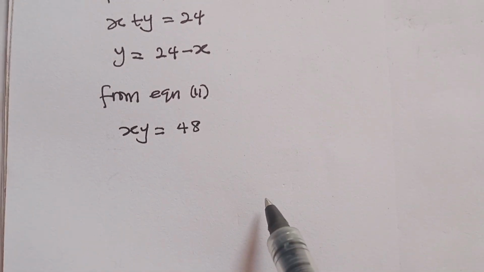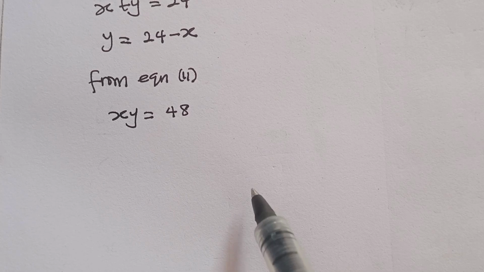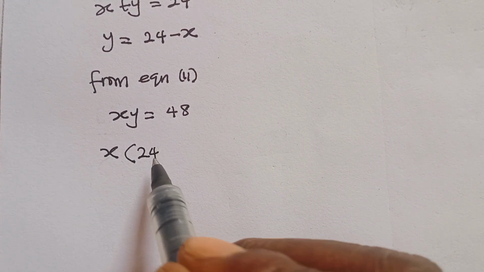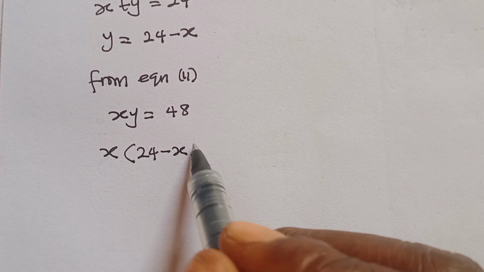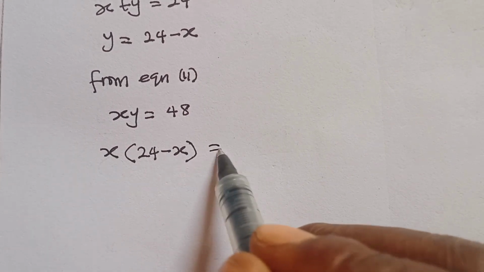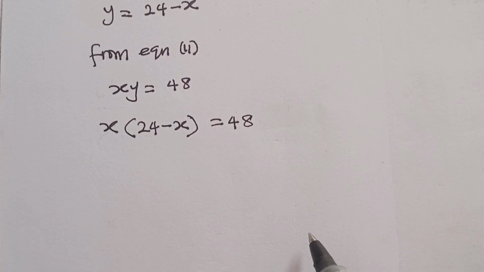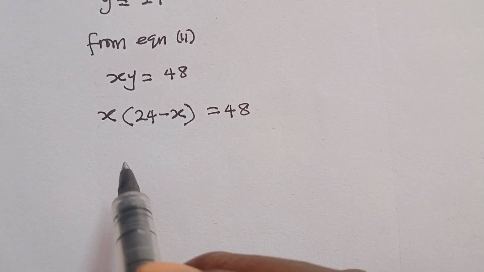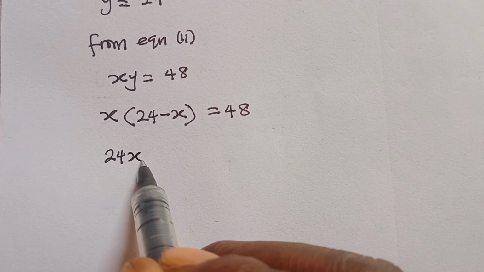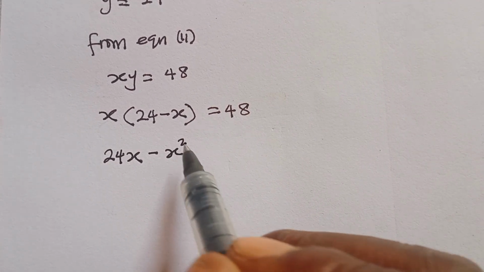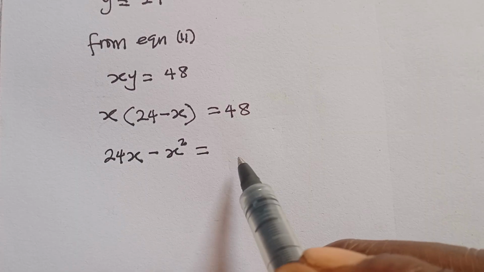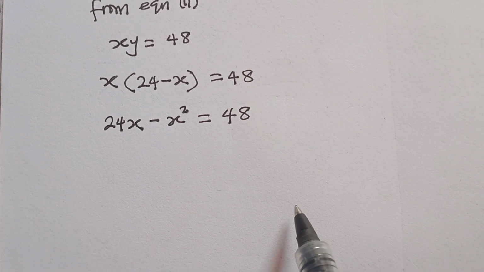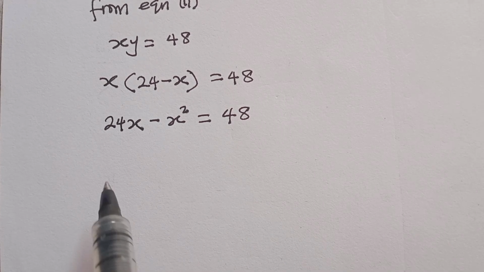Now, since xy is equal to 48 and our value of y is equal to 24 minus x, we can easily write x times the bracket 24 minus x, that is the value of y. Everything will now be equal to 48. Here, we have successfully substituted for the value of y, making our work easier. Now, when you use x to open the bracket, you'll have 24x minus x squared equal to 48. So, once you understand it up to this stage, it's easy and straightforward.